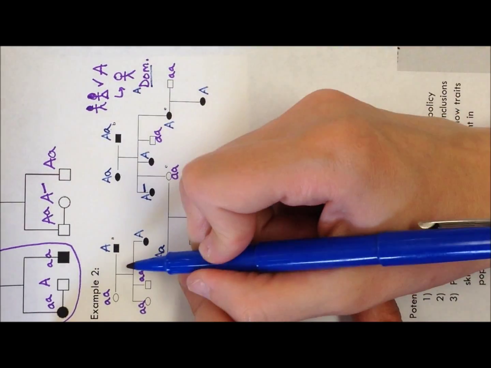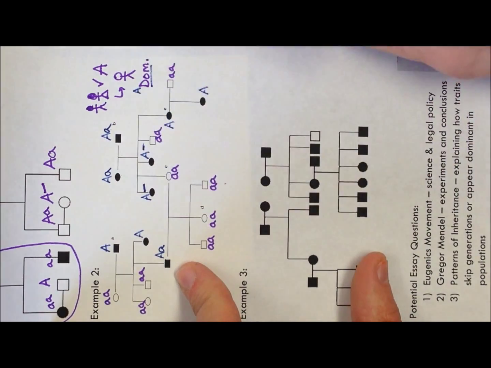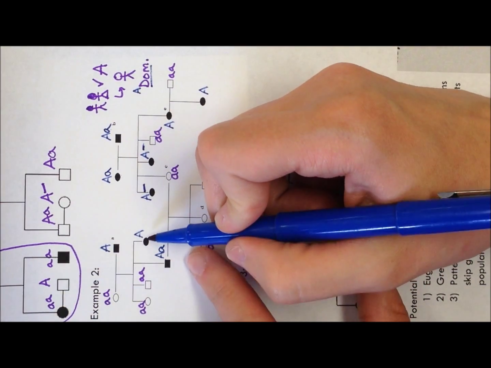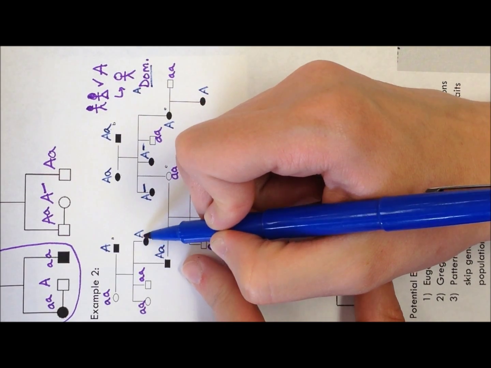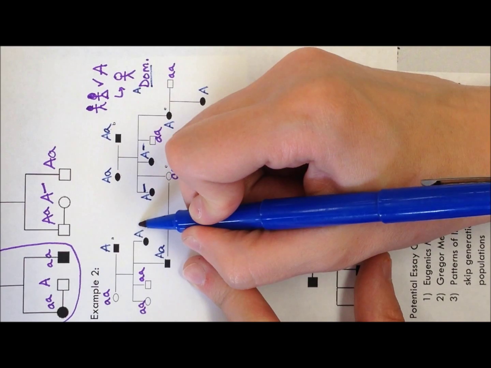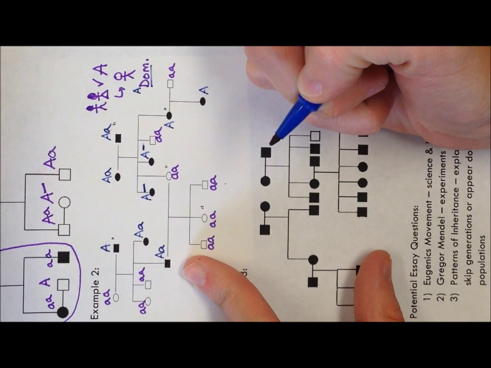Let's do this one. Same for this individual right here. Over here, they're A something. We know they got their big A from dad. What's the only thing they could have gotten from mom? A little a, because that's all she had to give.